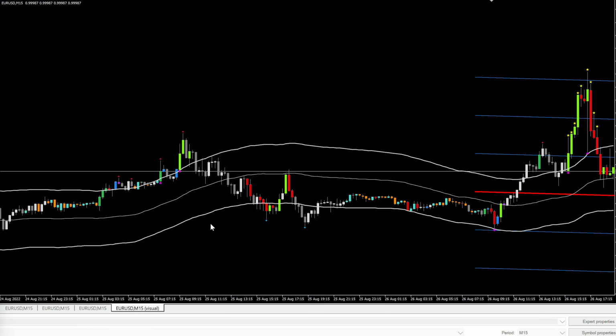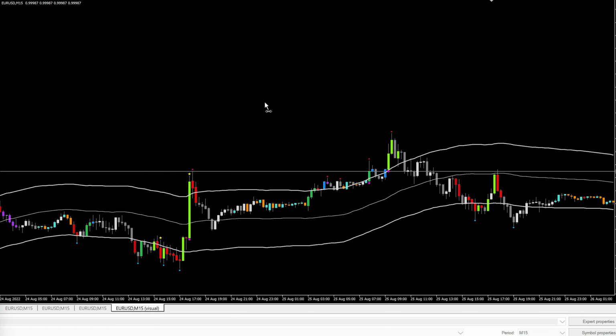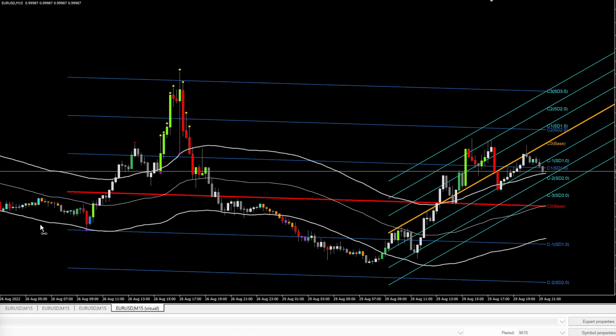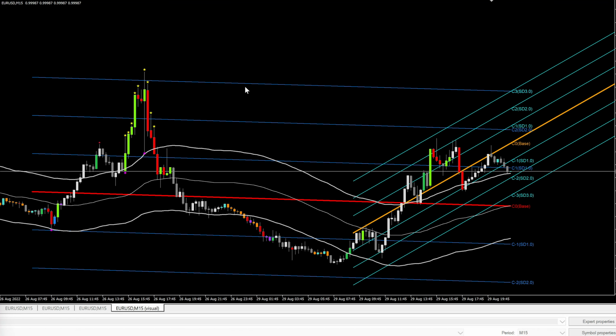These bands, these are drawn using buffer values. So if you are interested in using this indicator with your own expert advisors or your other indicators, then these values you can get using the buffer values. And also all of these arrows, these are also set using buffers. But these projection channels and also these regression channels, these straight line channels, these are actually drawn using objects, so you won't get the buffer values for that.